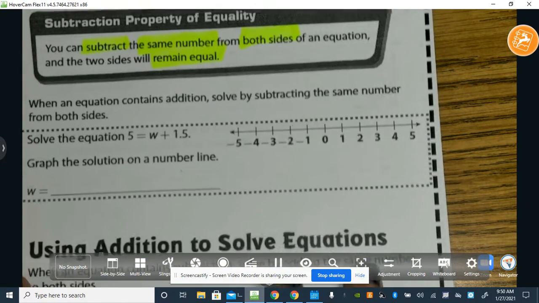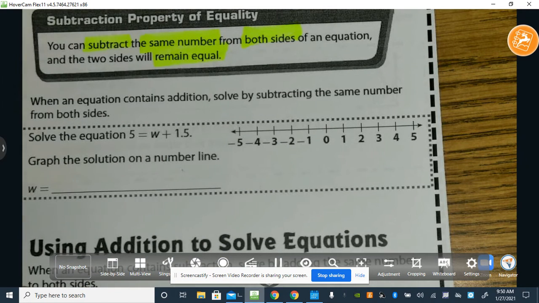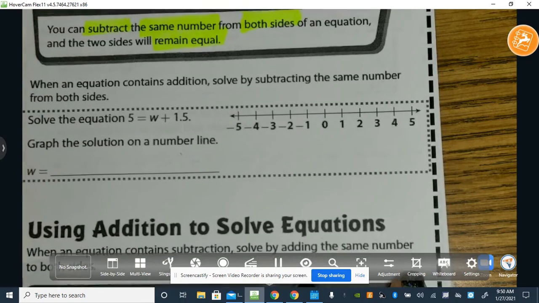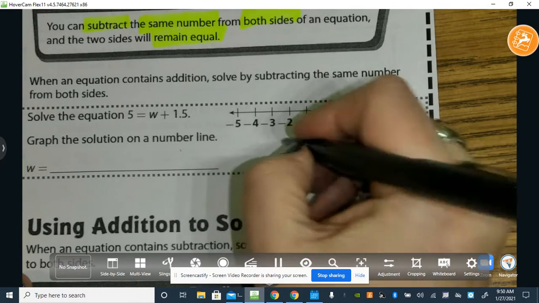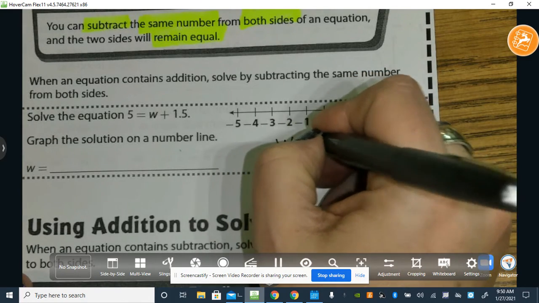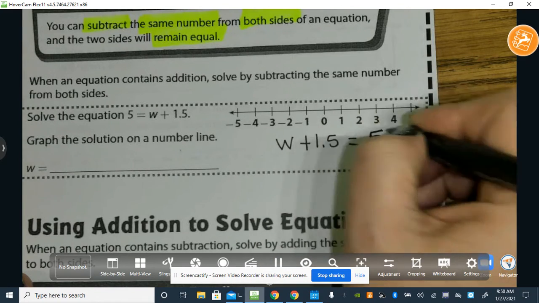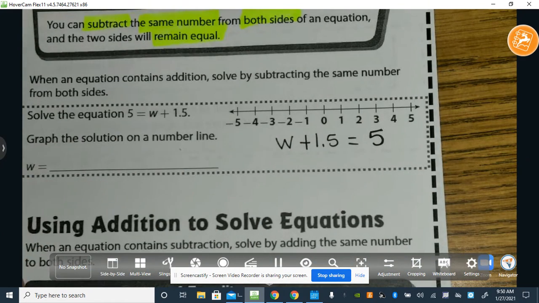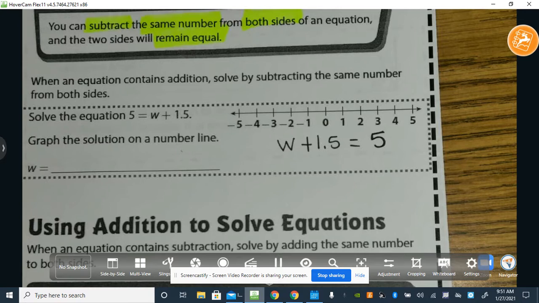So here is an equation, and we know it's an equation because it has an equal sign. It says 5 equals W plus 1.5. I'm that weird person who likes to have my variable on the left side and my number on the right side, so I'm rewriting this: W plus 1.5 equals 5. You do not have to rewrite it. I just write it because this is what I've been used to. This is the way I learned it. I like my variable on the left and my number on the right.